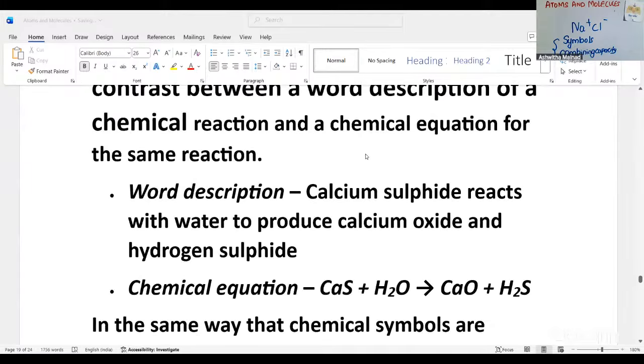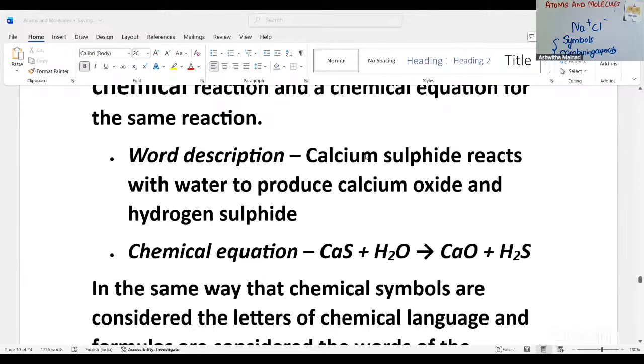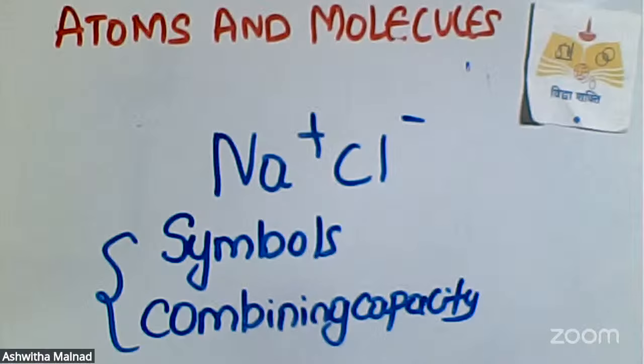In the word description, calcium sulfide reacts with water to produce calcium oxide and hydrogen sulfide. Just give me a moment. I will increase the complete font size so even the last bench students can also view this.